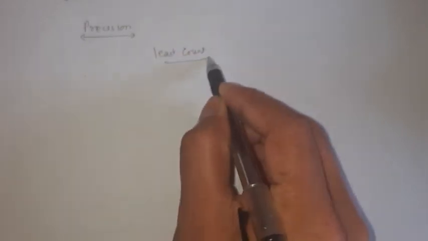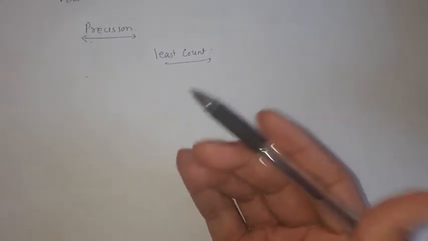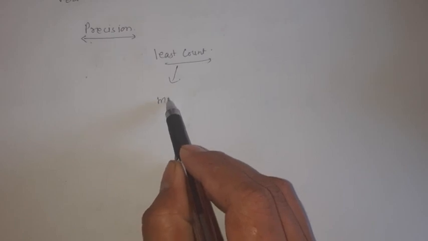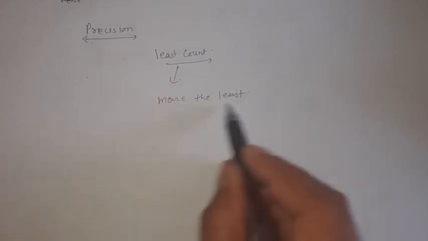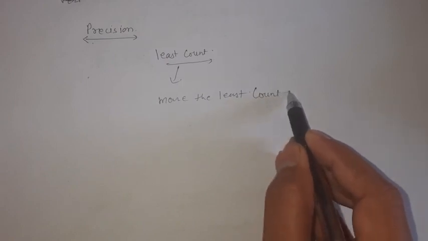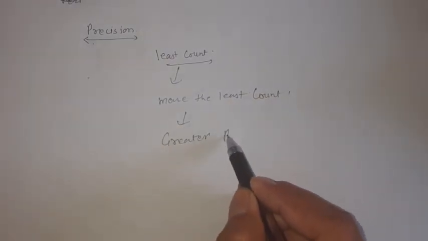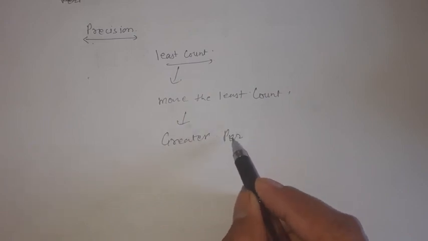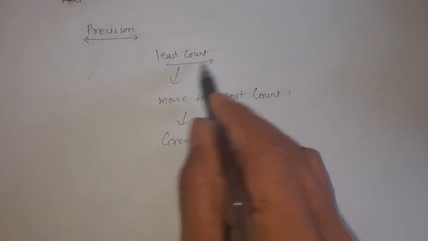Okay, so we need to look at the least count, which is used for measuring the value. The more the least count, the more precise the value. So we will say that there is greater precision. So what we have to look at in this case is the least count.